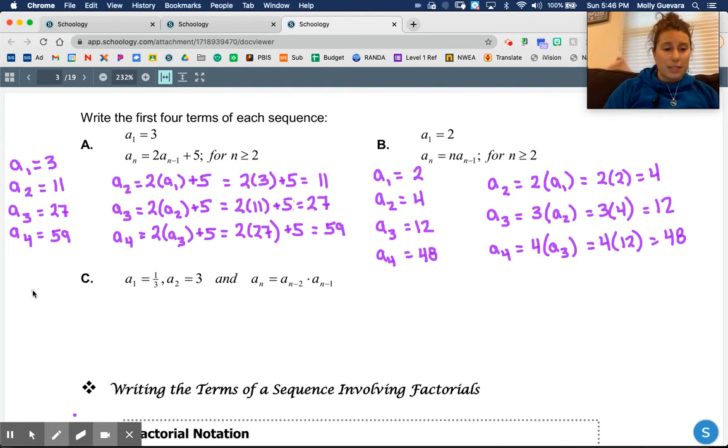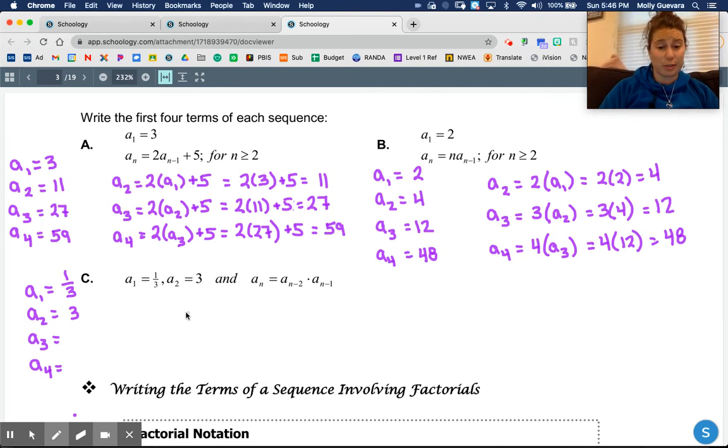And then the last one, C, I want the first 4 terms. So a sub 1, a sub 2, 3, and 4. I'm given that the first term is 1/3, and I'm given that the second term is 3. So I'm actually given 2 terms. That's exciting. So now I just need to find the third term.